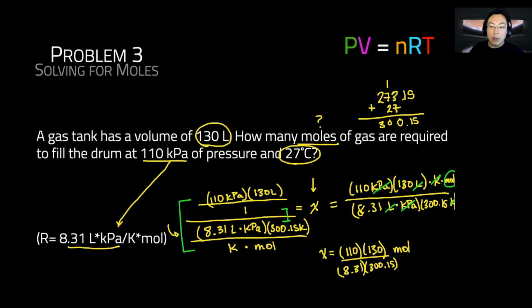Now we can do the math, and as our final answer, we will get 5.73 moles, right? 5.73 moles of what? Of the gas, right? We're not being specified in here which gas, so you can just leave it like that. 5.73 moles would be your final answer for this process.